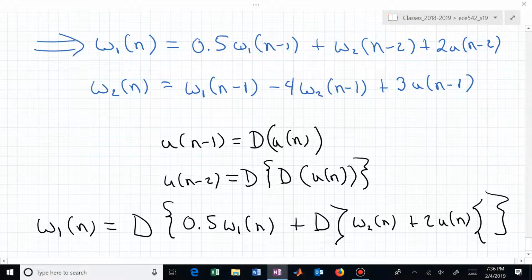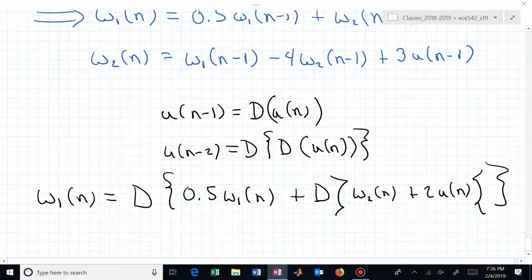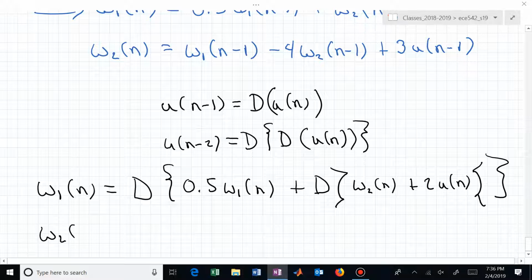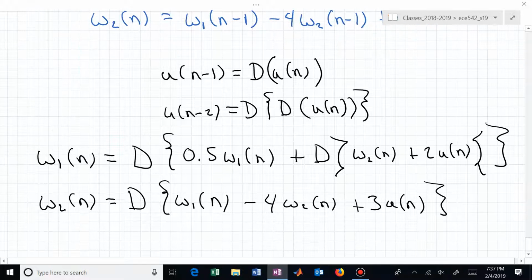Let me do the same strategy or approach to the next difference equation, and how many delays do I need to introduce there? Looks like just one to get me what I need on the inside or the inputs to that delay operator. So now W sub 2 of n is now going to be a delay of W1 of n minus 4W2 of n plus 3U of n. And suppose now that I actually have available to me W2, W1, and U all at time n.